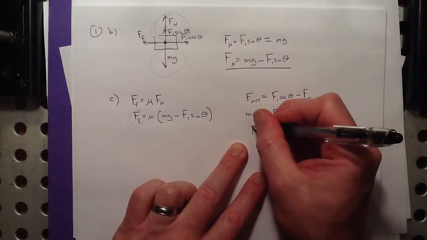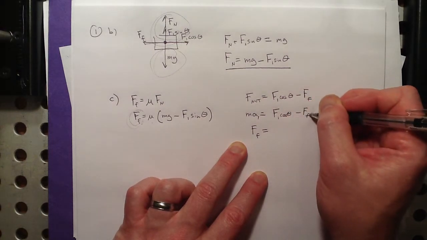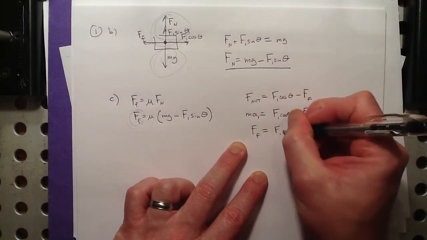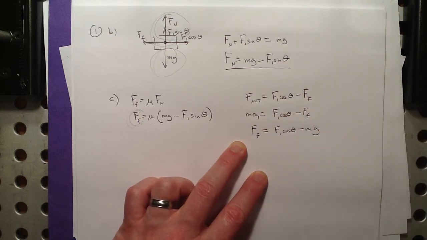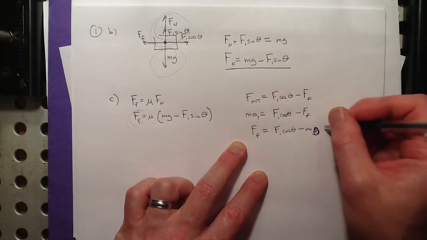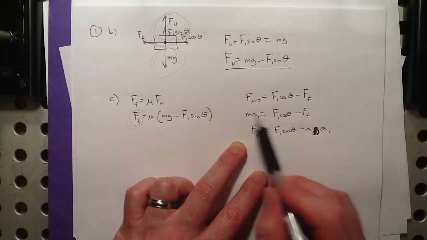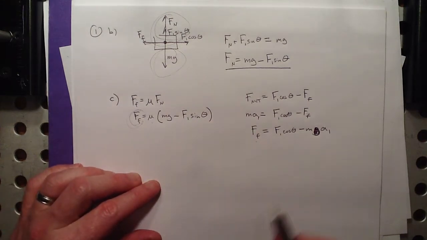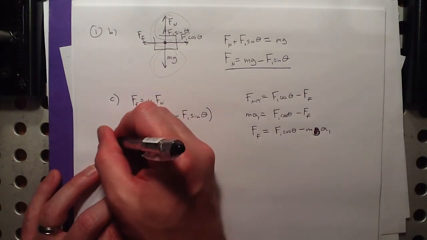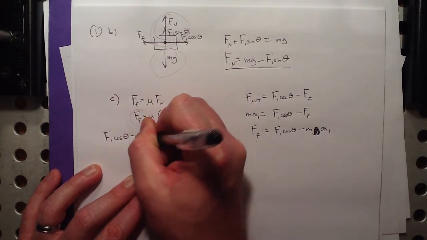And that gives us an expression for the force of friction, which would be, let's see, we'll move that over here. That would be F1 cosine theta minus ma1. So that's moving this to this side and subtracting that over. So now we have an expression for the frictional force. And let's substitute that here. So I got F1 cosine theta minus ma1.